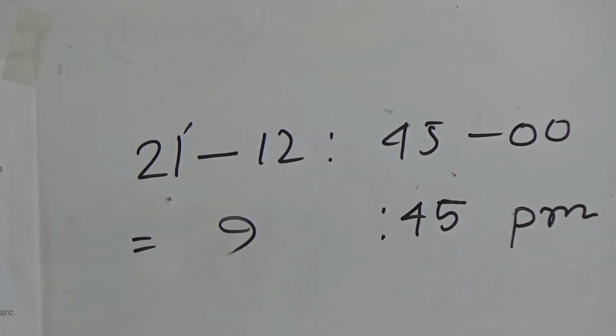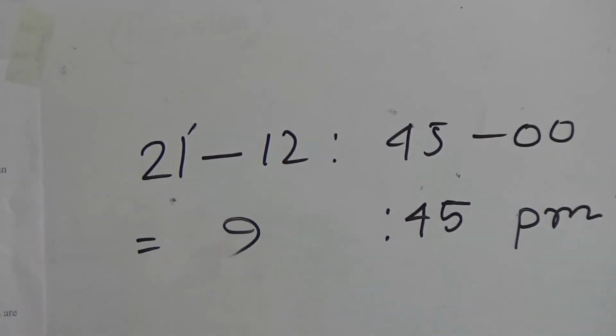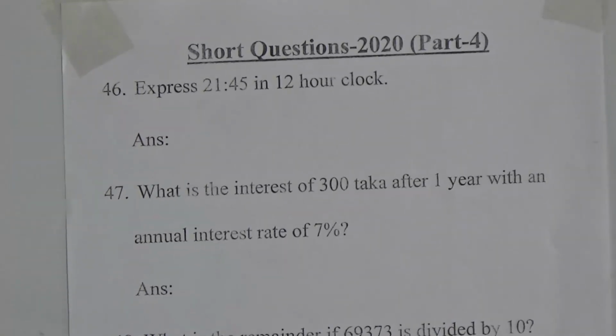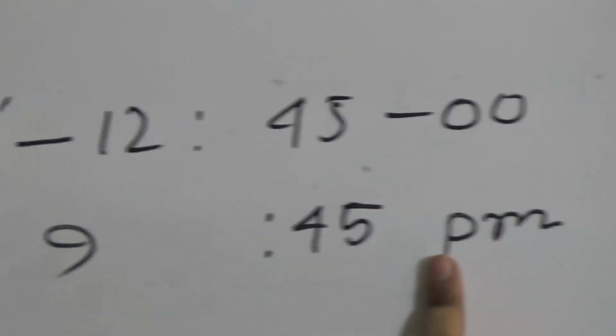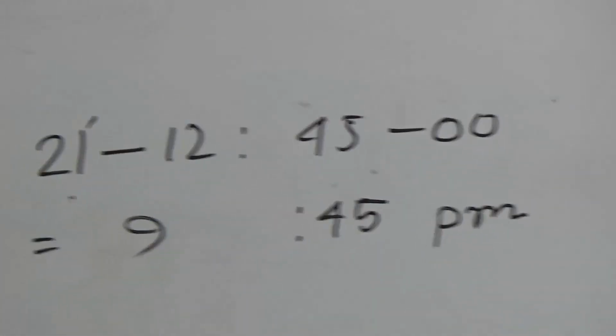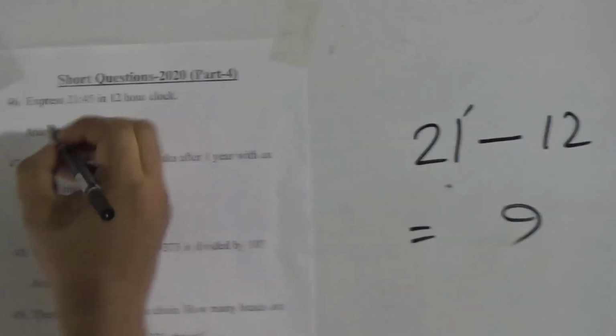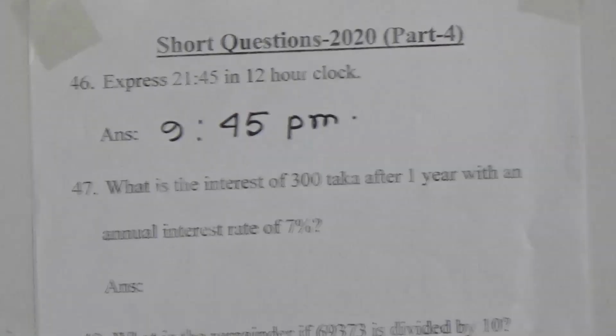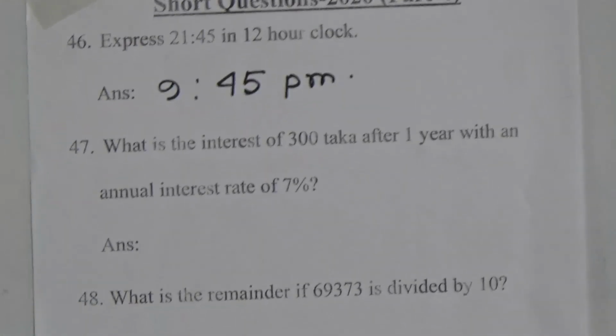Why p.m.? Because it is 21 hours 45 minutes, that means in the afternoon. For these reasons, the time will be in p.m. P.m. means post meridiem. Next, we write this as the answer: 9:45 p.m.